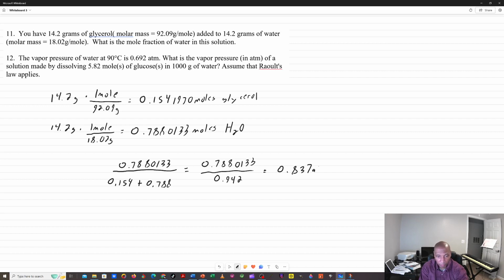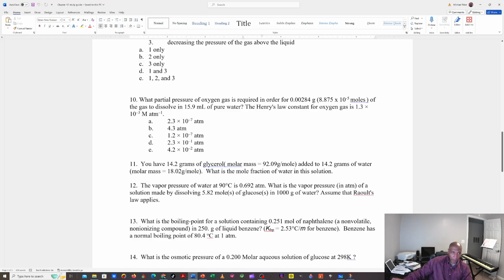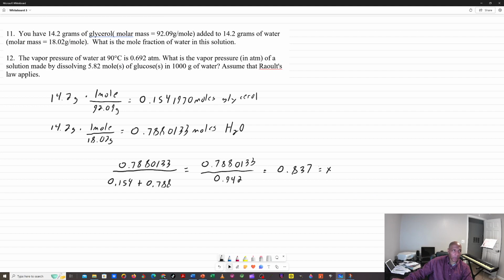Yeah, and I don't know why I'm trying to put units right here since it's mole fraction. So that's your mole fraction. That's going to be X. It's a unitless number, right? Okay, so go back to that, and so that's going to be number, what number was that? Number 11. So I think I did number 12. Yeah, I have number 12 up here too.